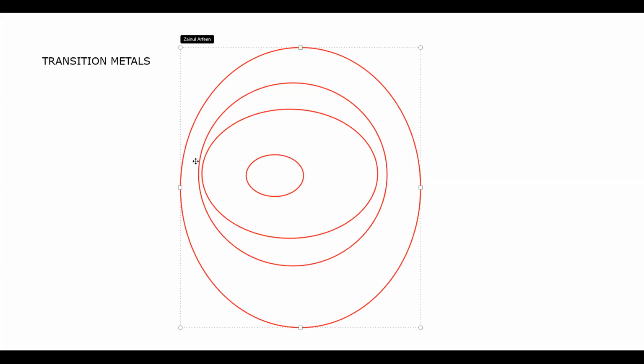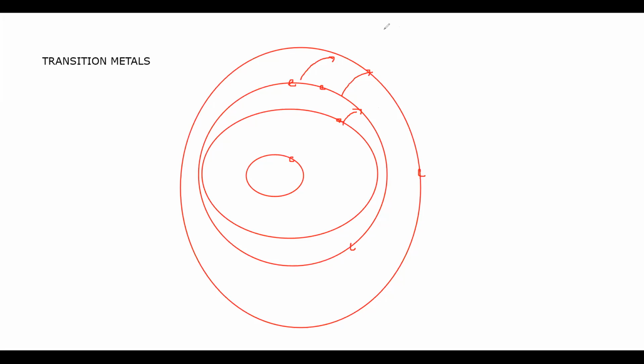So transition metals: why do we use the term transition? Because for transition metals, compared to normal metals, the electrons are not stationary in one shell. Actually, their electrons are continuously jumping from one shell to another. In normal metals, it does not happen.